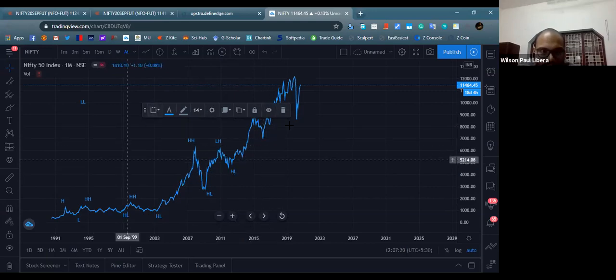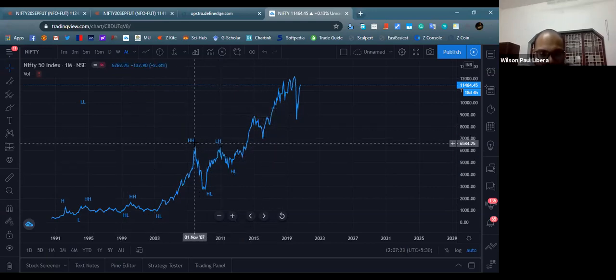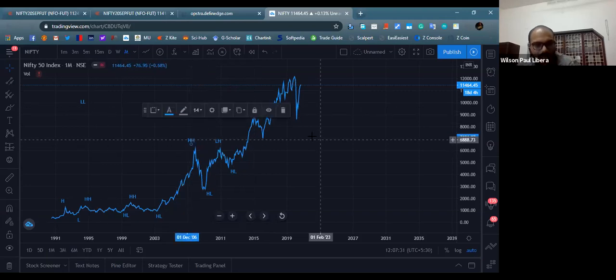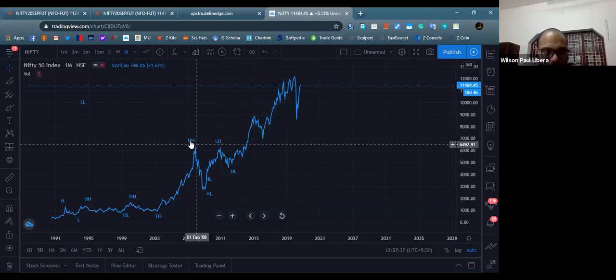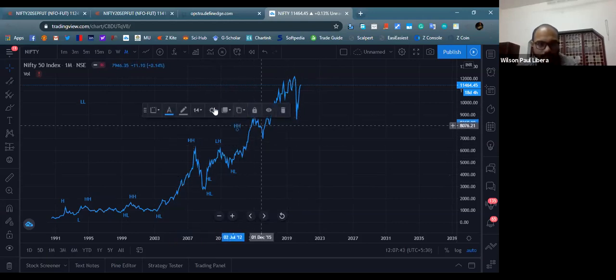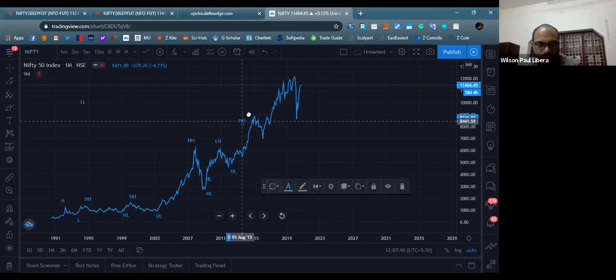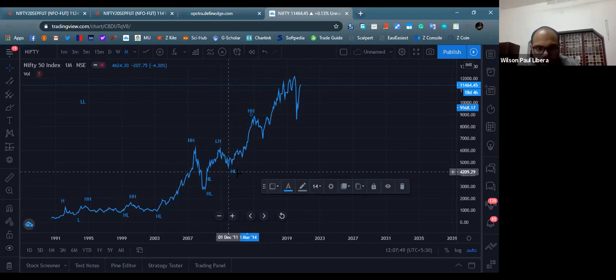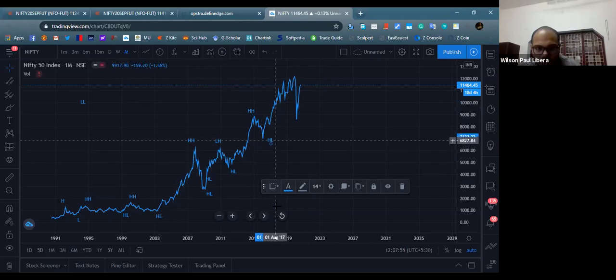Again, we'll go here. Now this time around, Nifty was able to break the previous high, this high, and it went all the way up. So again, it is a higher high. There is a higher high, and then compared to this low, this is a higher low. And this is also a higher low when compared to this low, and this is a higher high.